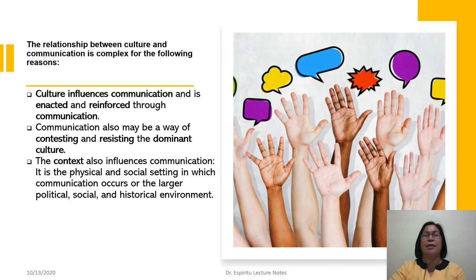Then context also influences communication. We have already discussed that in unit 3. It is the physical and social setting in which communication occurs, or the larger political, social, and historical environment. So we can always look at the situation where the communication happens. If it's in the Congress, then they always have to do some debates or privileged speeches, explaining each of the congressmen's ideas about a certain topic and so on.